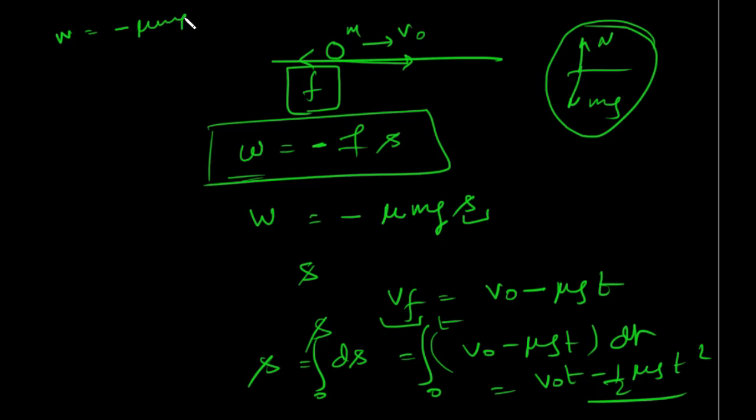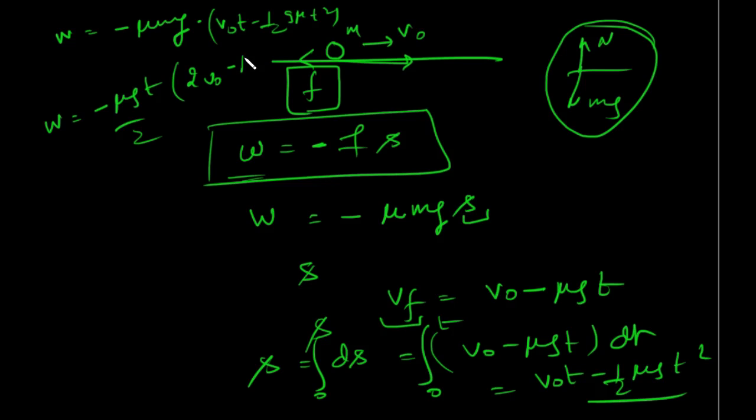Minus mu mg, right? V naught t minus half g mu t square, right? What is this then? You see, t can be taken out and we have minus mu g t. We take half out, and we have 2 V naught minus mu g t. This is the exact expression I got. I just forgot to add m in the previous expression.